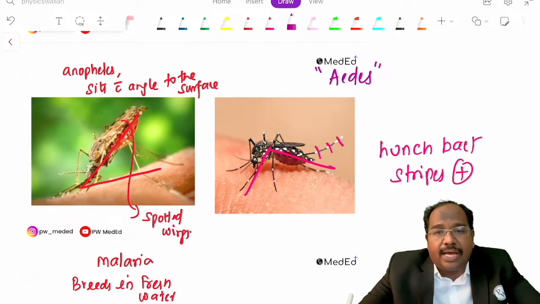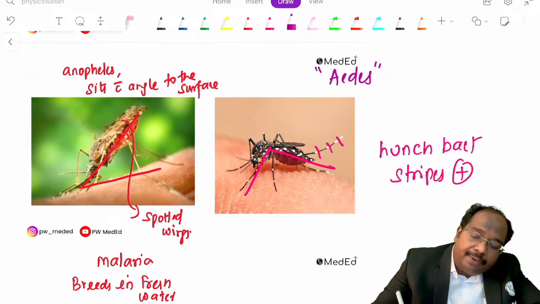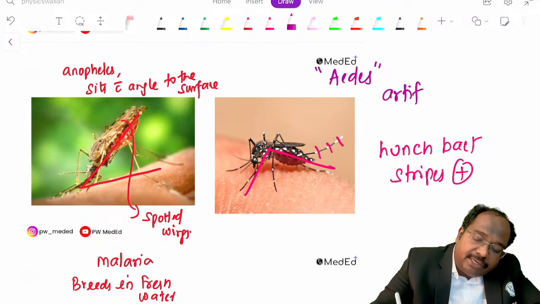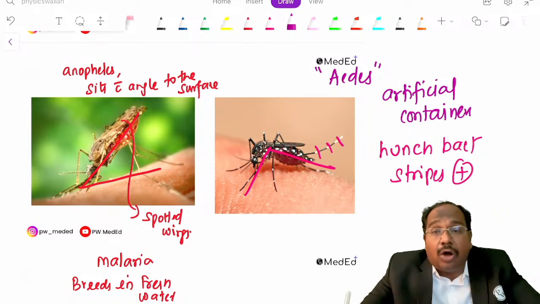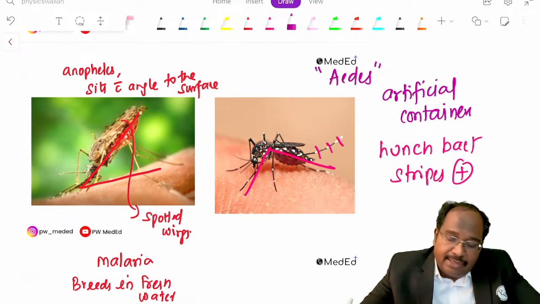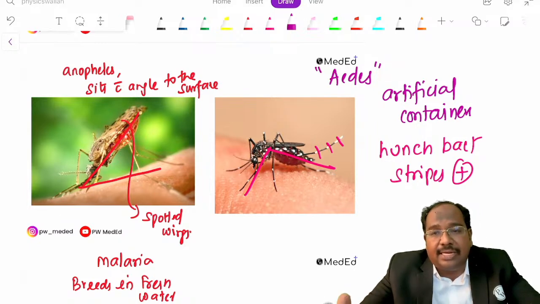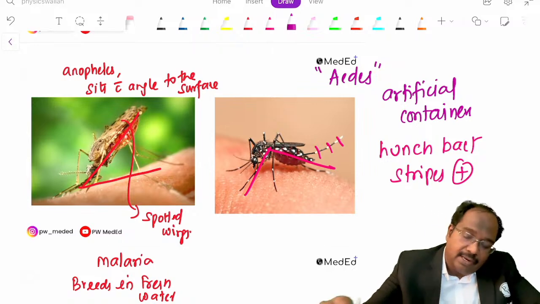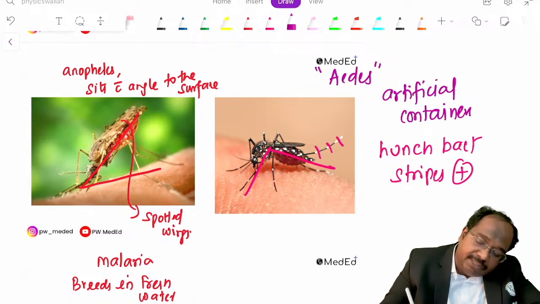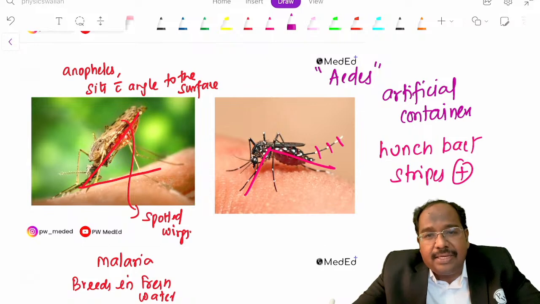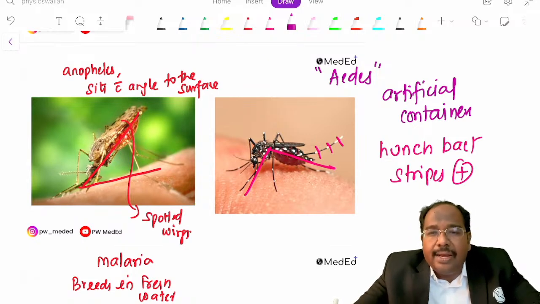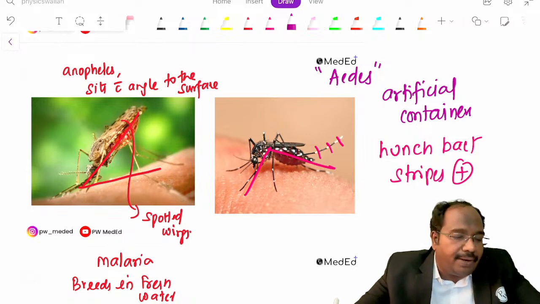Hunchback will be there, and where does it breed? It breeds in artificial containers. It exhibits a hunchback sitting position. And what are the diseases it transmits? It breeds in air coolers, flower pots, fountains. Any artificial container, this will breed.